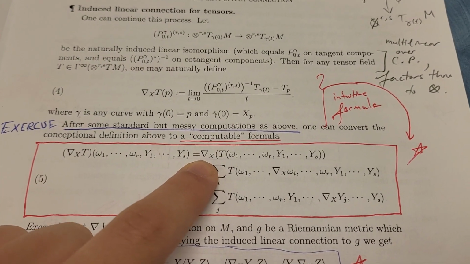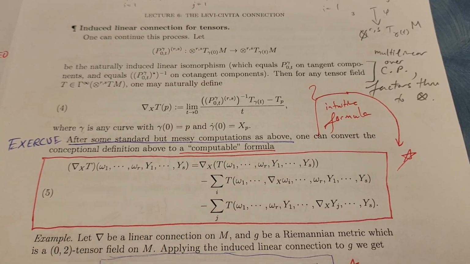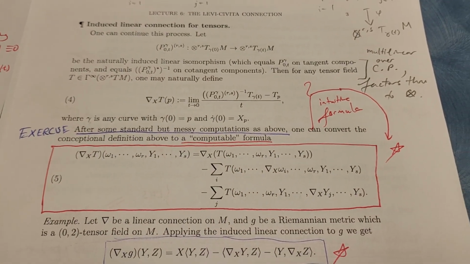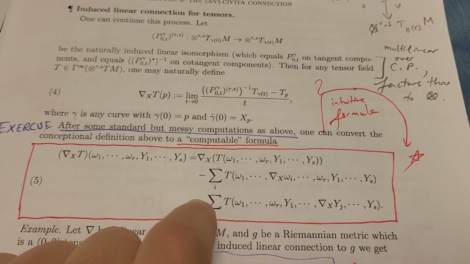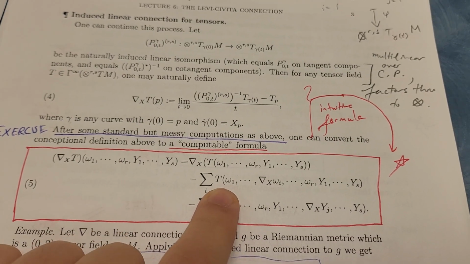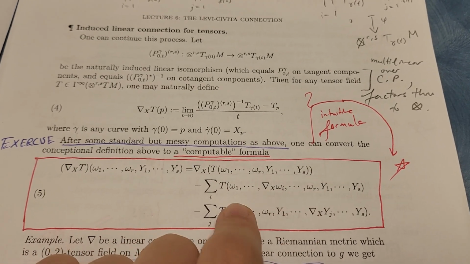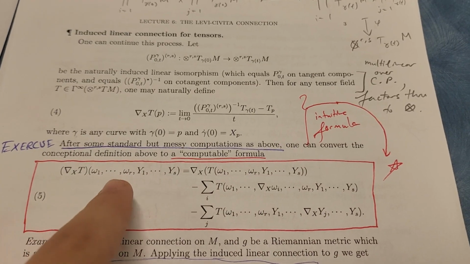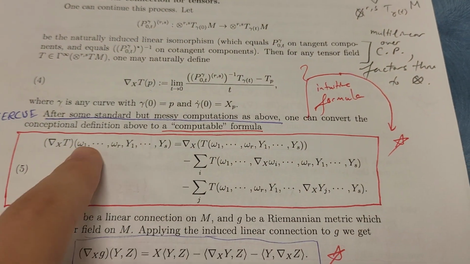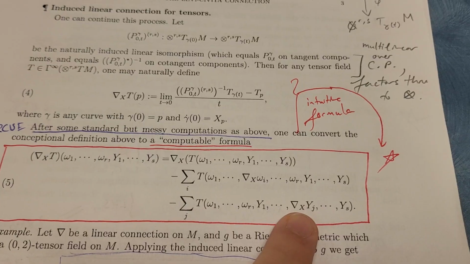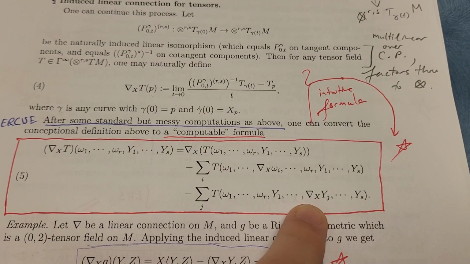we take the covariant derivative of just the smooth function given by evaluating the tensor field at these R covector fields and S vector fields. So we evaluate the tensor field, we get a smooth function, we take the covariant derivative of that smooth function, and then we subtract the sum of basically t, the tensor field, evaluated at all of these covector fields, but we replace the ith covector with its covariant derivative with respect to x, and similarly we replace the vector field y sub j with the covariant derivative with respect to x of that component, okay?